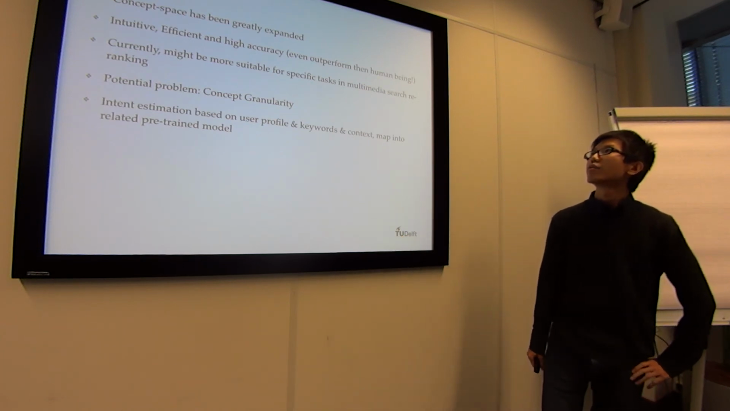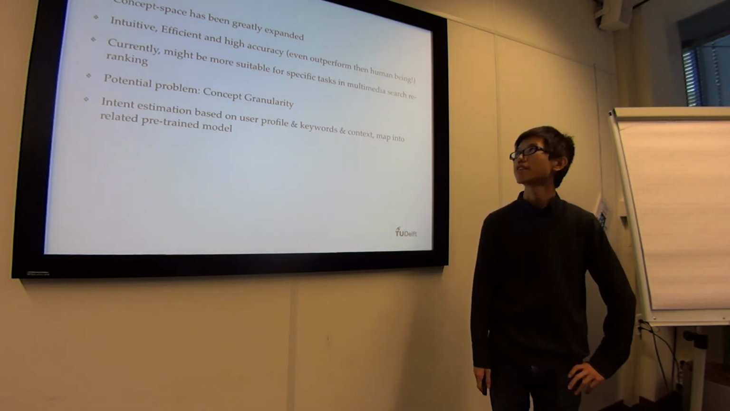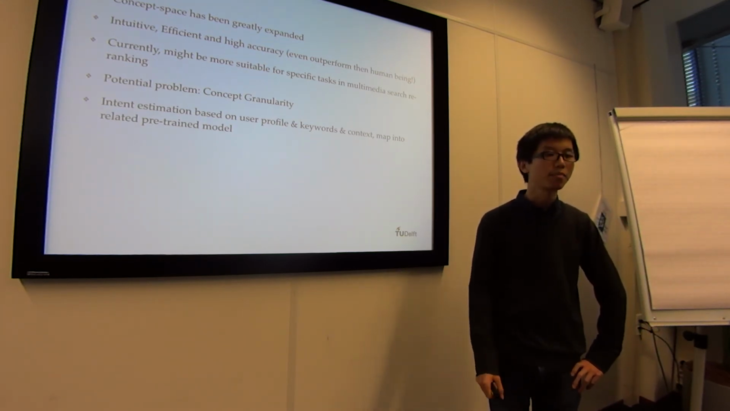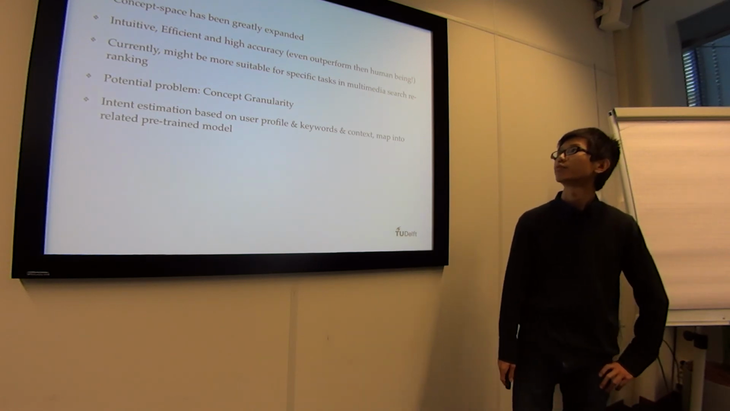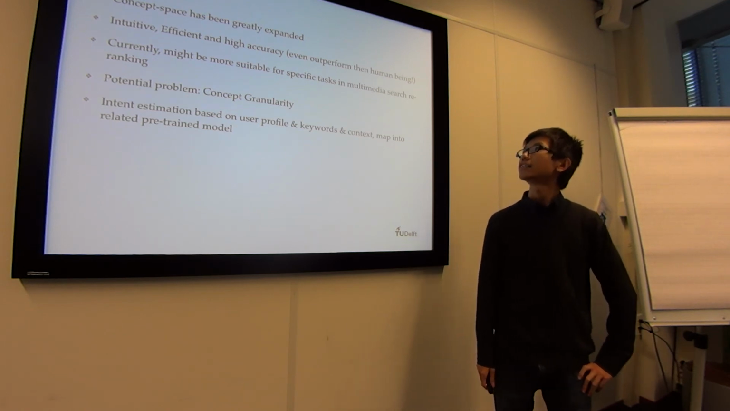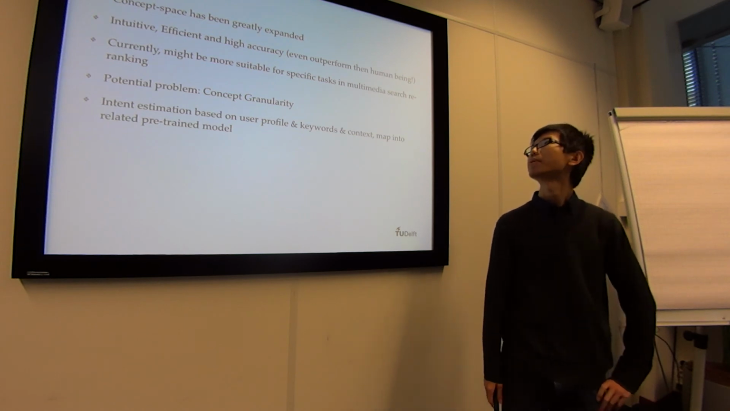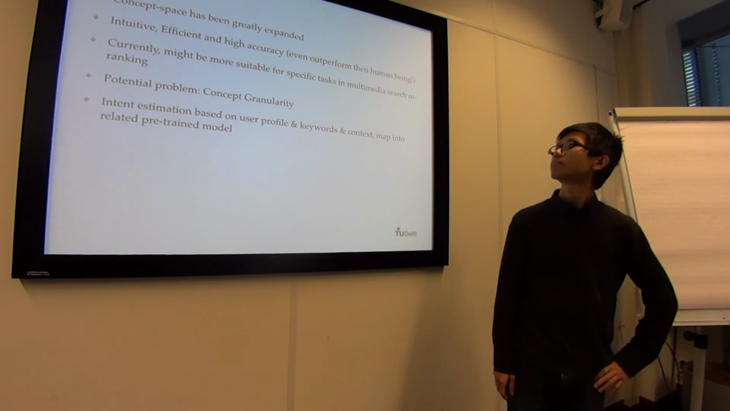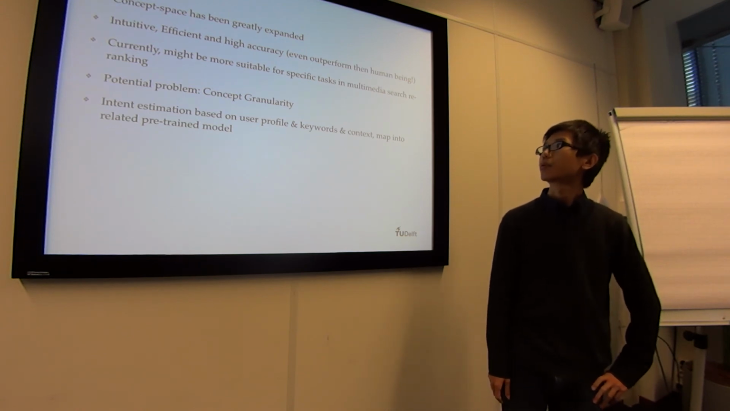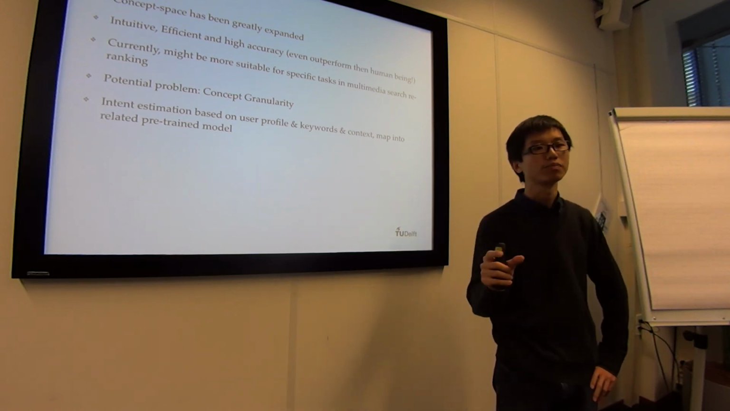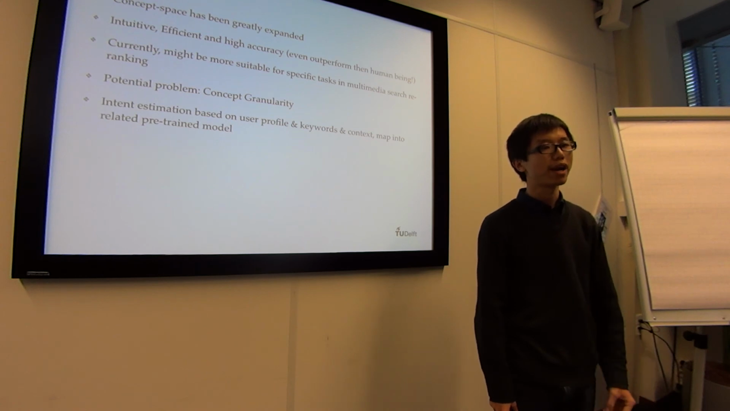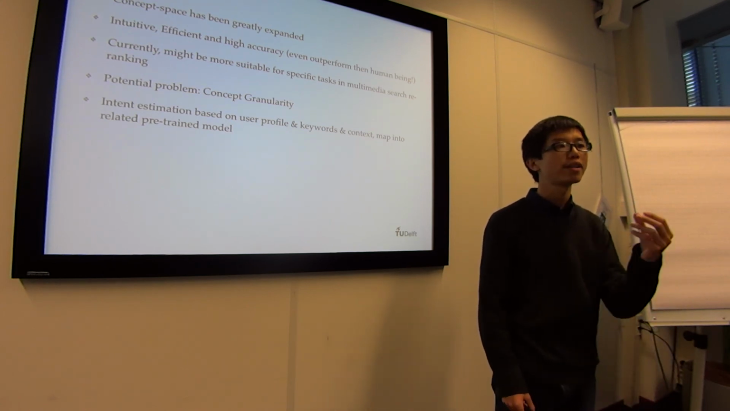Some discussion. We think that by leveraging deep learning, the concept space has been greatly expanded. Intuitively, this kind of concept-based multimedia search re-ranking is very intuitive and efficient and will bring us high accuracy, and these models can even outperform human beings. Currently, concept-based multimedia search re-ranking might be more suitable for specific tasks. And we have a potential problem, which I think can be defined as concept granularity. That is, we don't know whether a concept belongs to one search list or something else. For example, when we search for a car type, maybe we are interested in the more specific car type instead of whether it is a car or not.